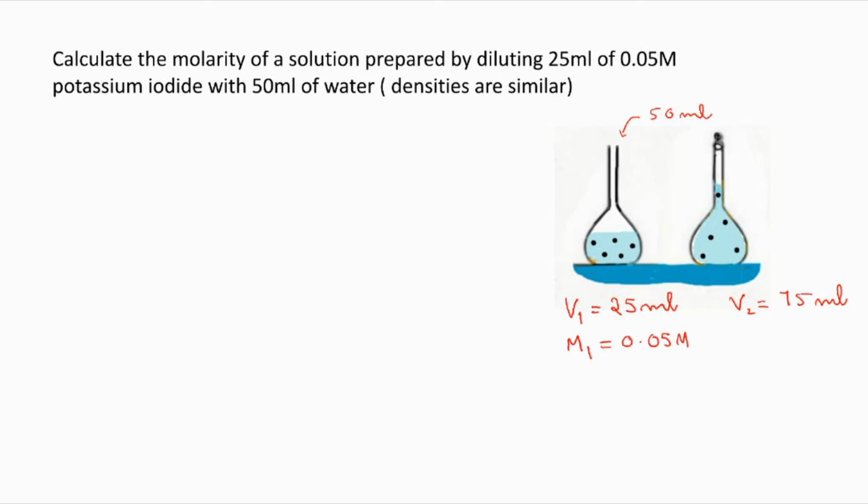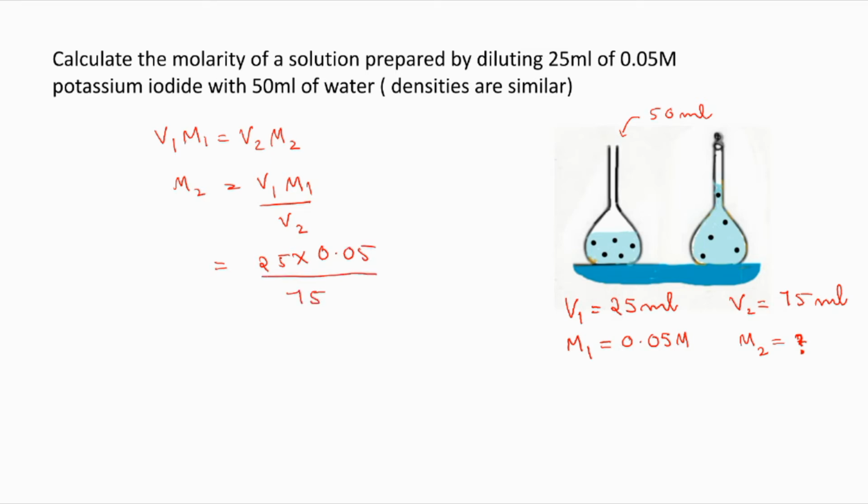Clear? Okay. And they are asking the molarity of this new diluted solution, so you will have to calculate M2. For a dilution problem, we can use the shortcut formula V1M1 = V2M2. From this, M2 will be equal to V1 into M1 divided by V2. Substitute the values: 25 into 0.05 divided by 75. If you calculate this, you will get the answer as 0.016 molar. That will be the molarity of the new solution after dilution.